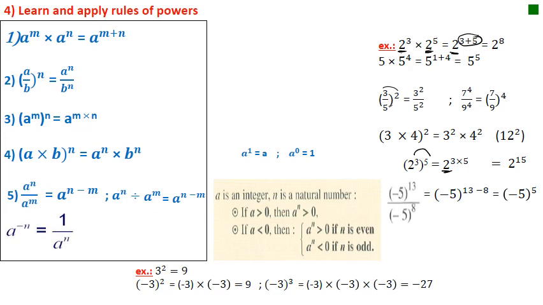Now if we are multiplying different bases and same exponent, we multiply the bases and we keep the exponent. If we have 3 times 4, all of it squared, we multiply 3 times 4 is 12 and we keep the exponent squared. Now the new rules: if we are dividing same base, different exponents, we keep the base and we subtract the above exponent minus the below exponent.